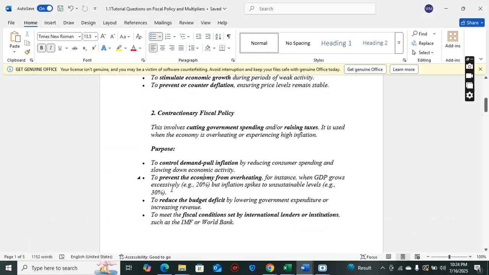And then the other reason is to meet conditions set by international lenders or institutions. These are the people who are giving your country money, and probably you're owing them. So if they see you're spending more and you're owing them money, they're going to become reluctant to give you more money because the debt is growing big. The more the government is spending, the more it needs to borrow.